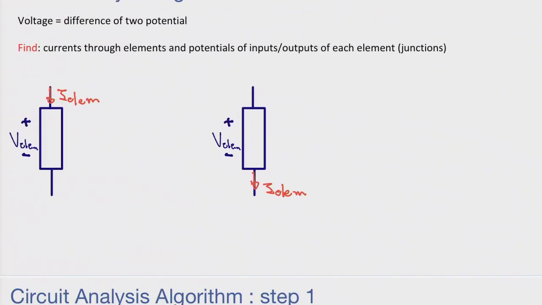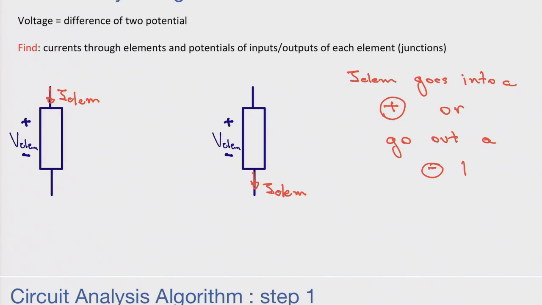Both are okay. But there is a rule that you have to follow, which is the I element always goes into a plus, I will write here, goes into a plus, and goes out of a negative terminal, okay? And you're going to hear and play with this a bit in the homework. This is called the passive sign convention.